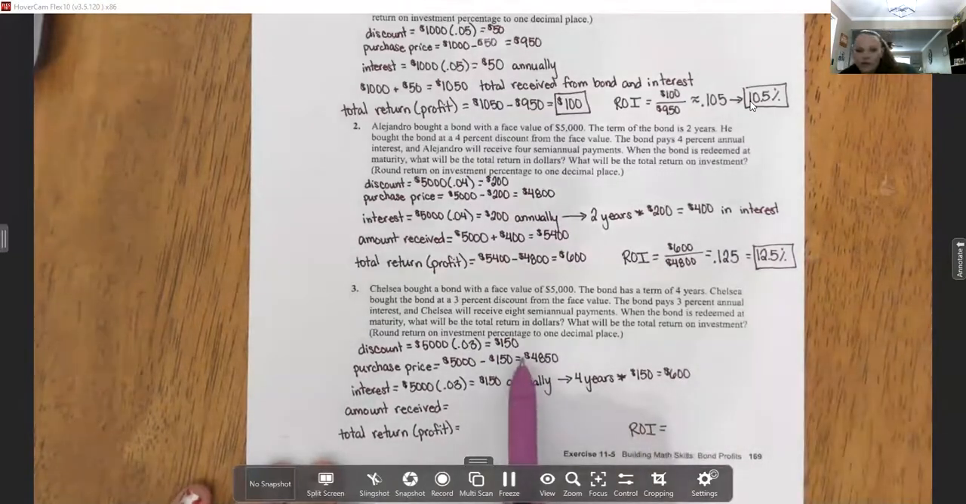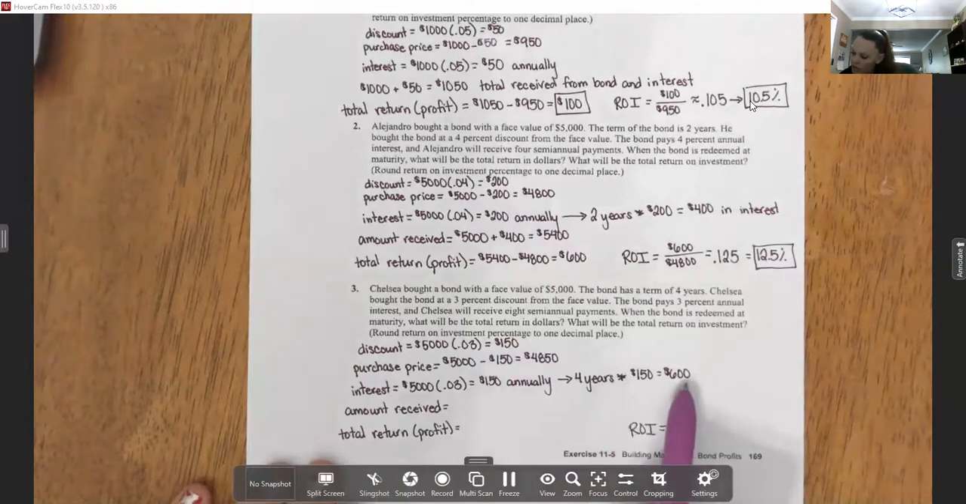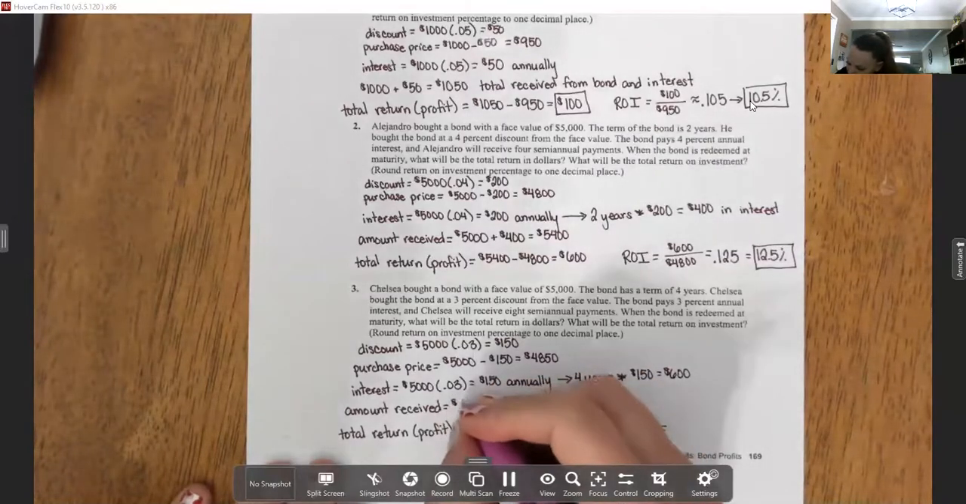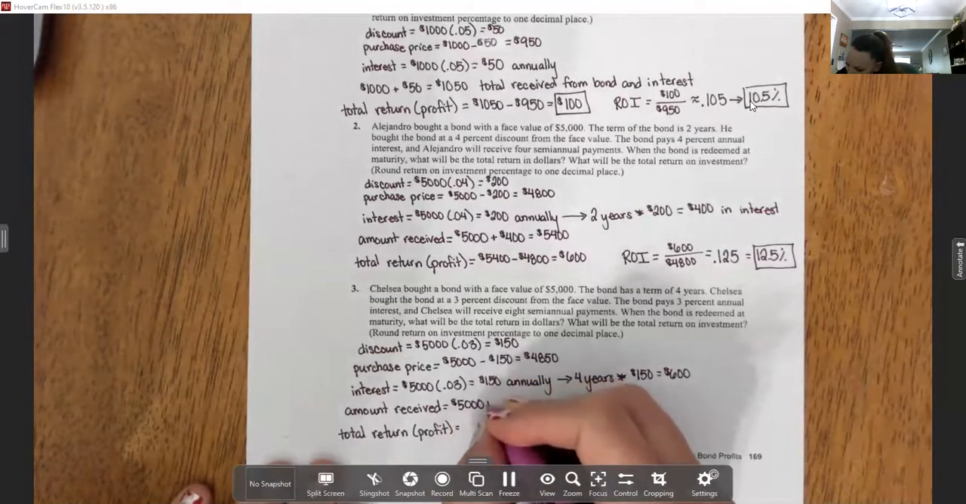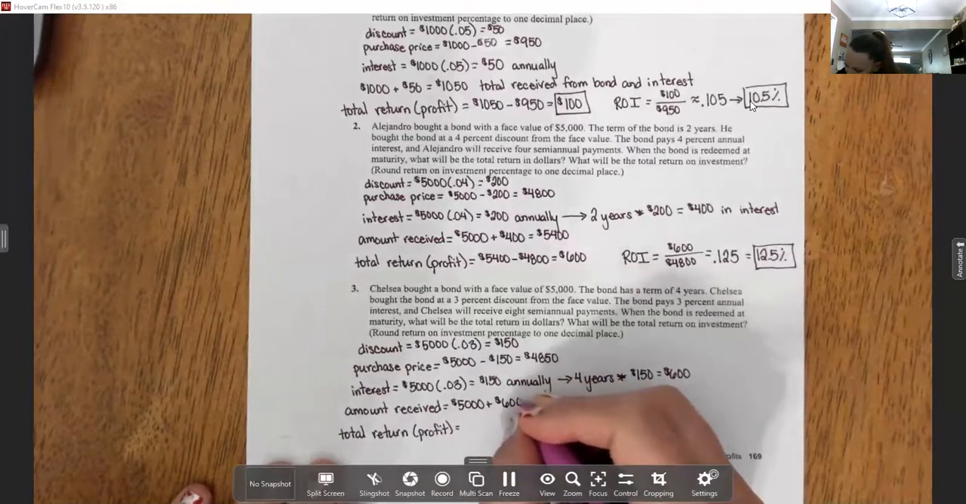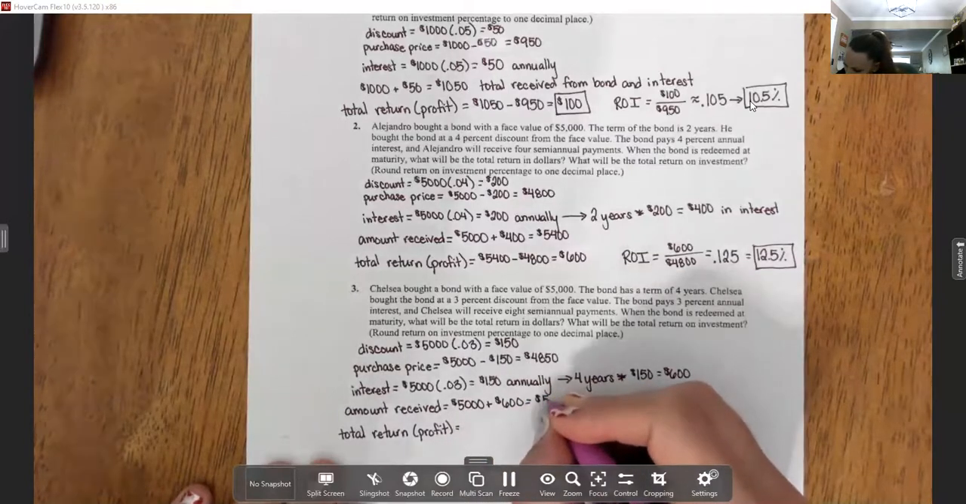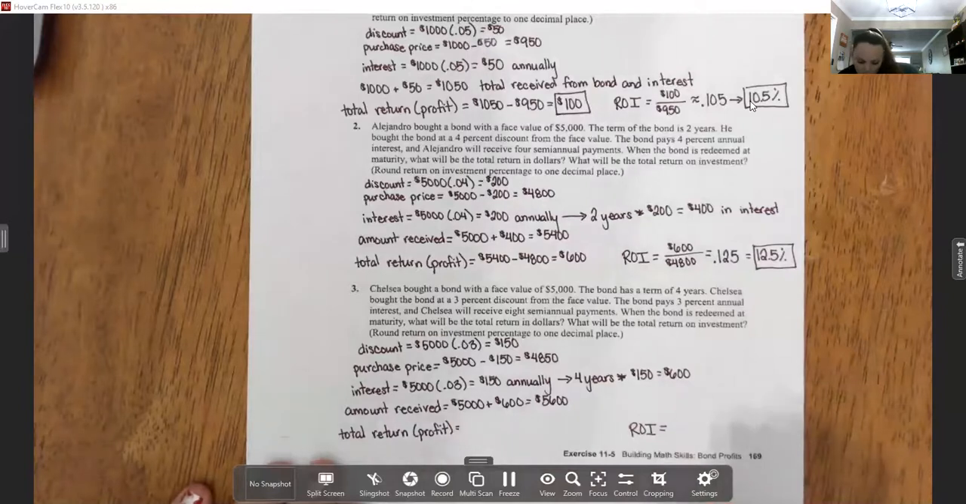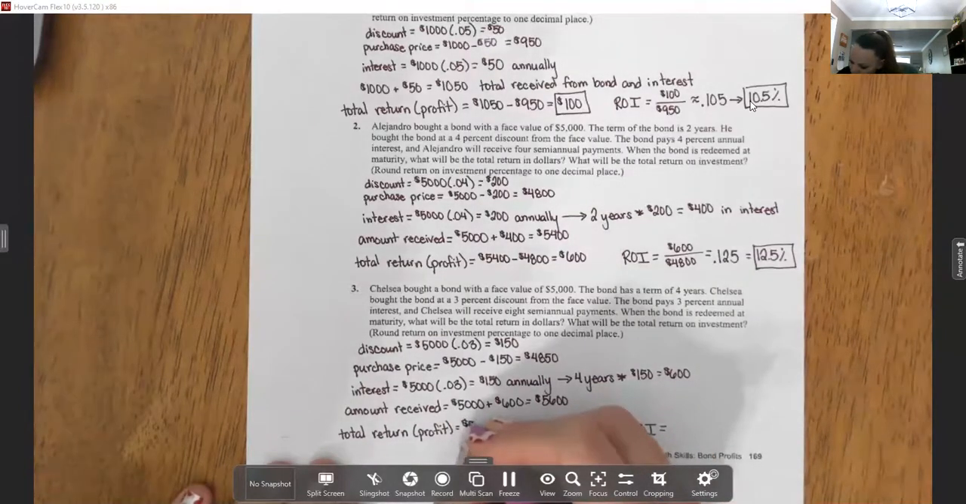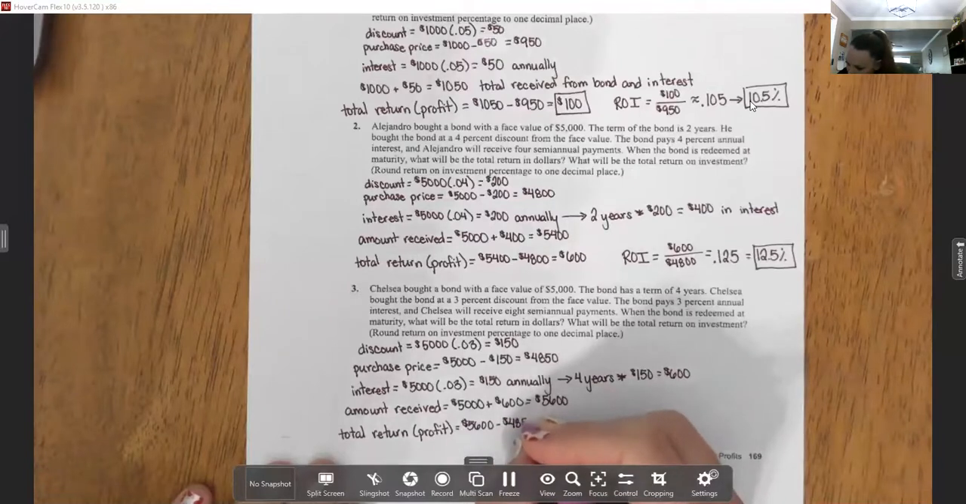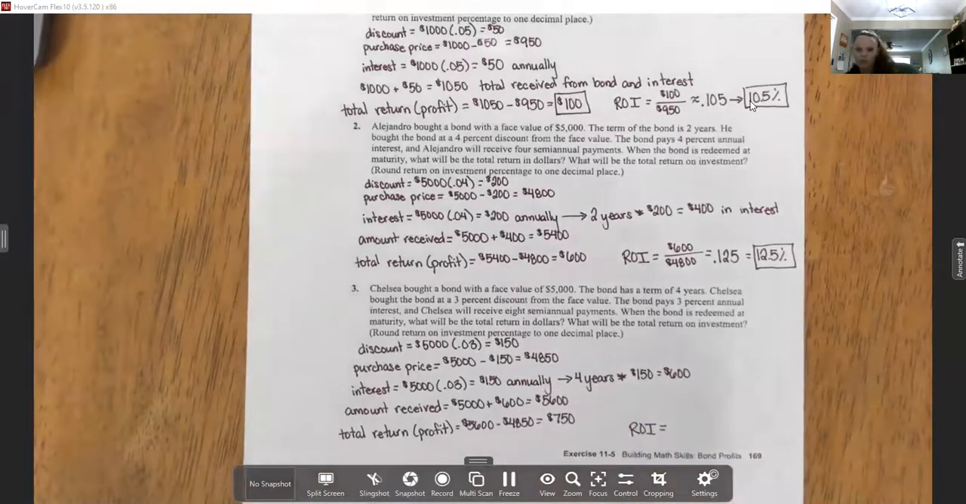So the discount was $150. The purchase price was then $4,850, which was $600 in total interest because it was $150 annually. So the amount that Chelsea received here is $5,600, $5,000 plus $600. So her total return or profit, that $5,600 minus the $4,850, is $750.